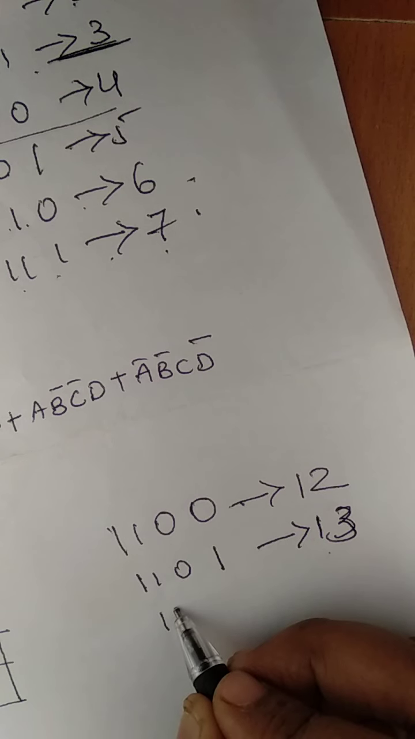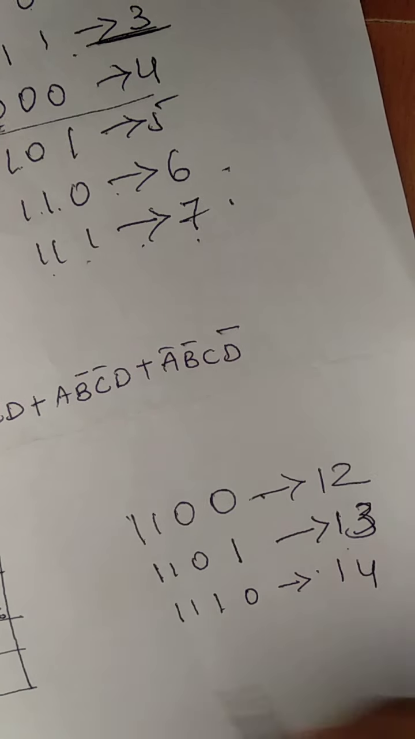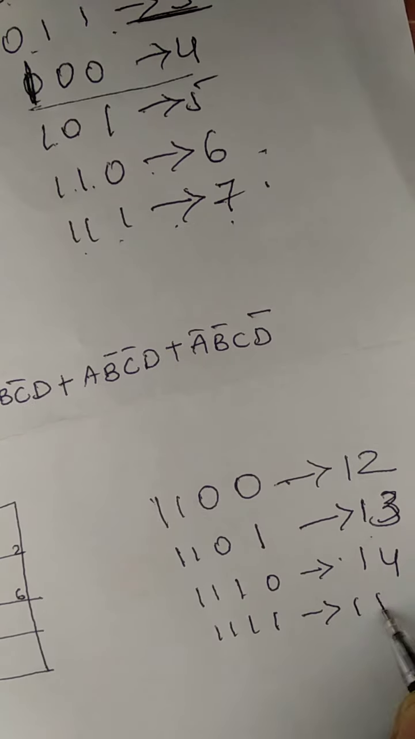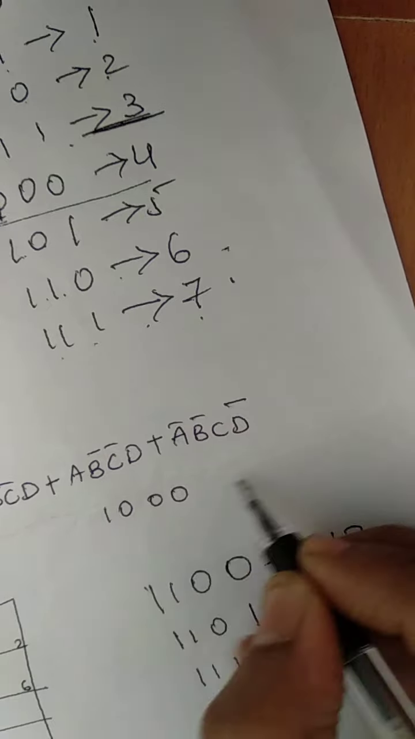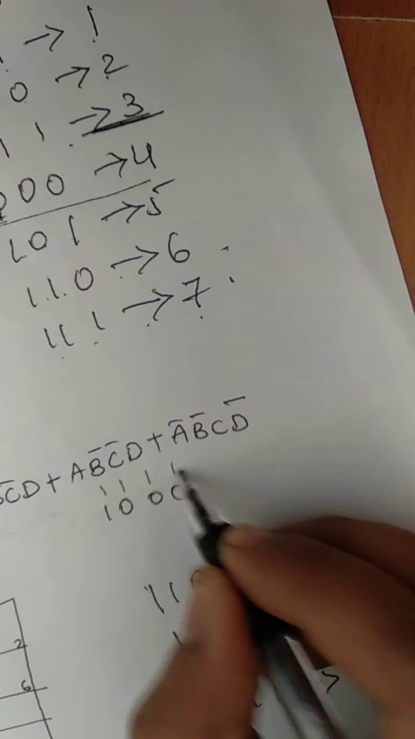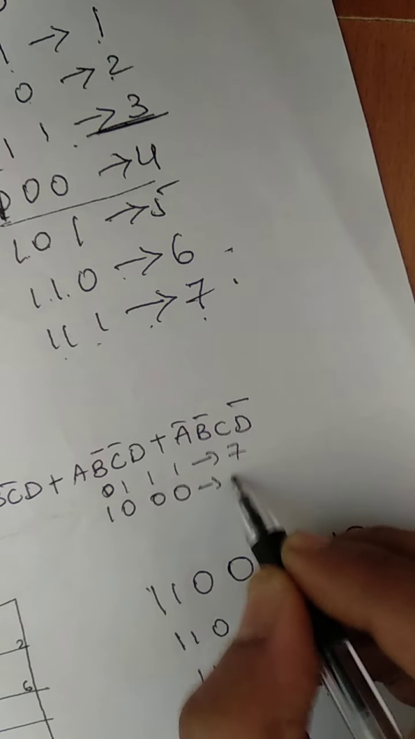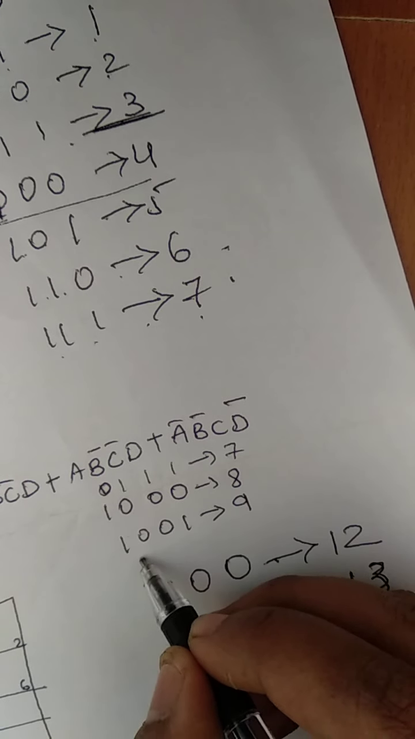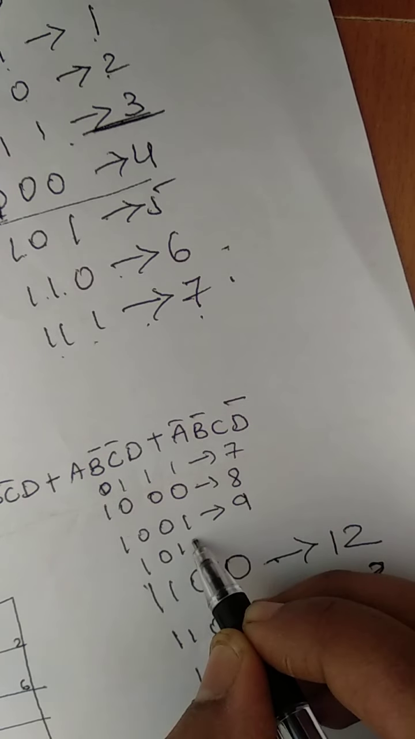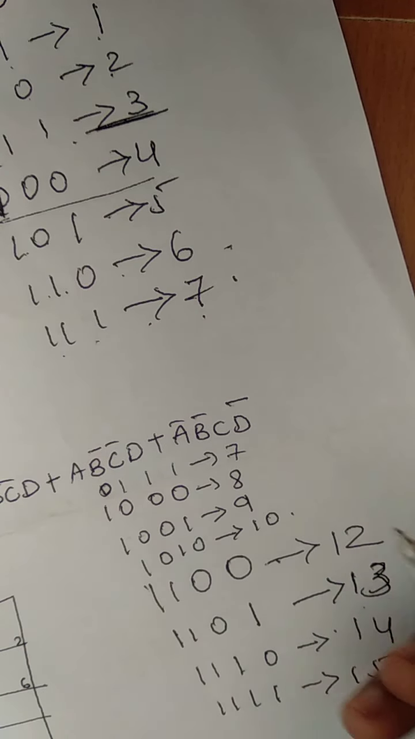So 1, 1. Next is what? 1, 1, 1, 0. It will be 14. So next is 1, 1, 1. It will be 15. So 8 is nothing but 1000. So till 7 you know. Sorry, it is 0, 1, 1. So 7. So this is 8. Ninth one is 0, 0, 1. This is 9. So 10 is nothing but 1, 0, 1, 0. This is 10. Is it? 1, 0, 1, 0 is 10.